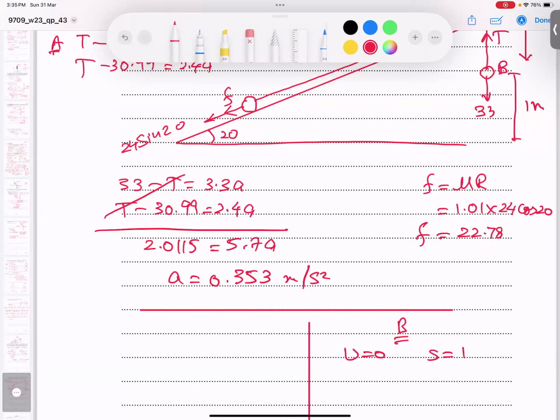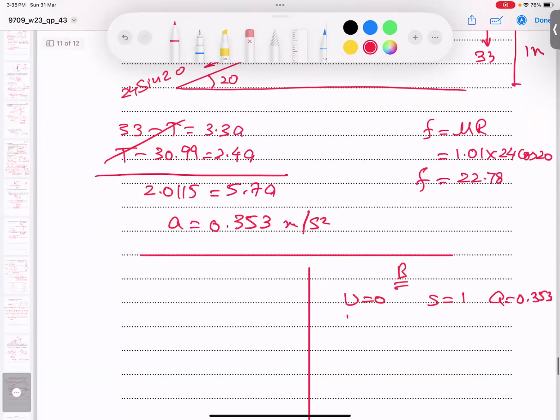Very clear. Acceleration, I just got it: 0.353. Okay, and I need to find the last velocity. Last velocity is the main target. I tell you why: 2as equals v squared minus u squared, so 2 times 0.353 times s1, and the last velocity is unknown.